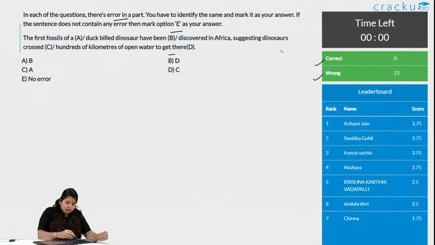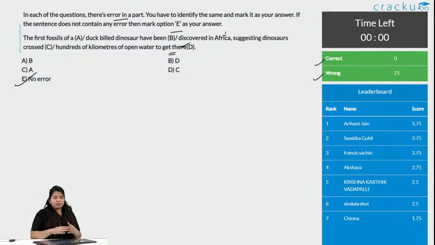Suggesting dinosaurs crossed hundreds of kilometers. So it suggested that dinosaurs crossed hundreds of kilometers. Till then, there is no error. To open water to get there. There indicates a place in Africa, so the correct use of there is given here. If there is no error, what should be the answer? It should be no error. Option E, the correct answer.